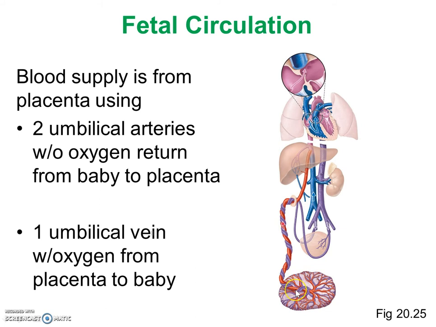You have one umbilical vein with oxygen going from the placenta to the baby. And so that's in here in red. Remember, vein means returning to the heart. So in this case, this vein, which is oxygenated with blood from the placenta, is returning to the heart. This one umbilical vein is going to the heart, bringing the heart oxygenated blood. So that's how, again, the fetal heart is going to get its oxygen and return the deoxygenated blood.